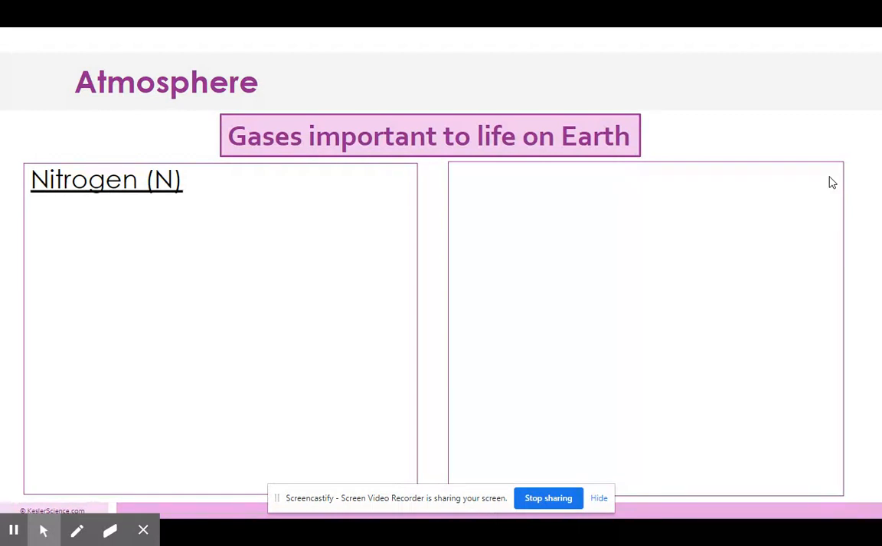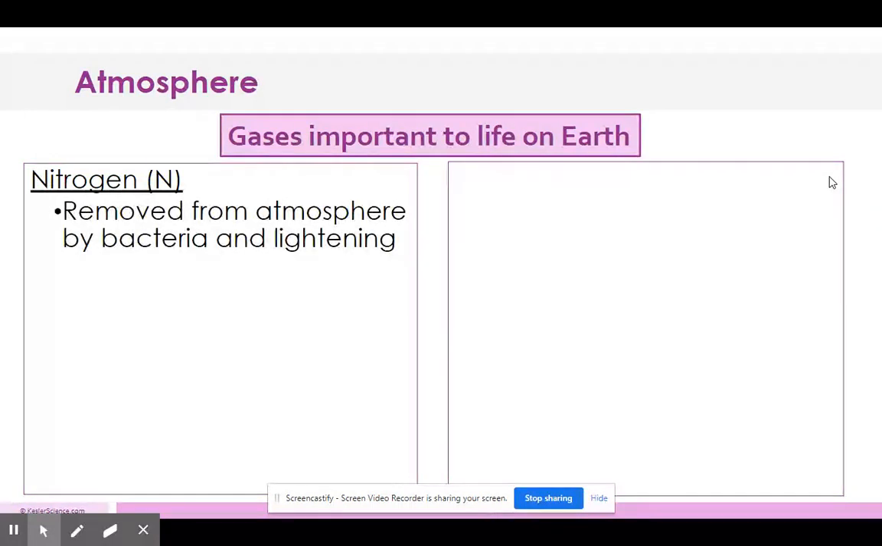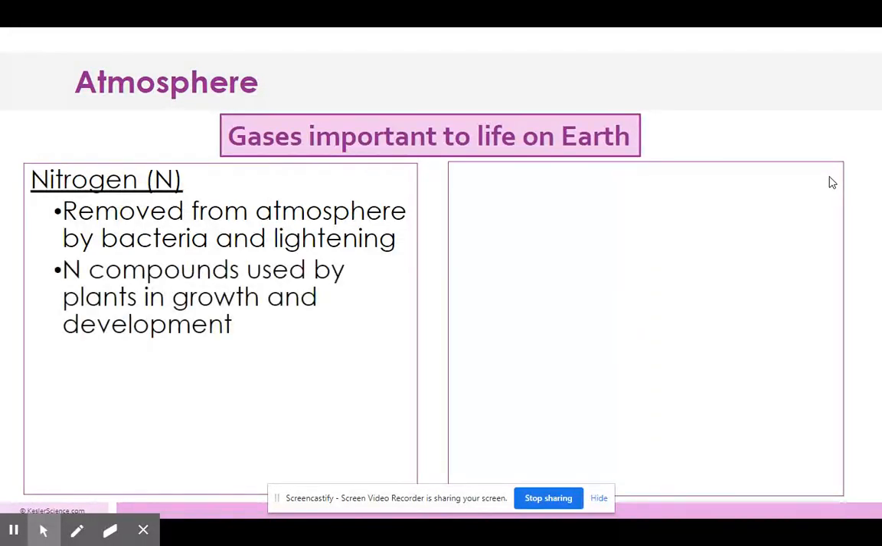All right, next section. We're going to talk about gases important to life on Earth. So nitrogen is a big N. Nitrogen is removed from the atmosphere by bacteria and lightning. So this is part of the nitrogen cycle we already talked about. We can't use nitrogen as a gas, so it has to go through the nitrogen cycle. Bacteria has to use it, and lightning has to go through its process to create some nitrogen.